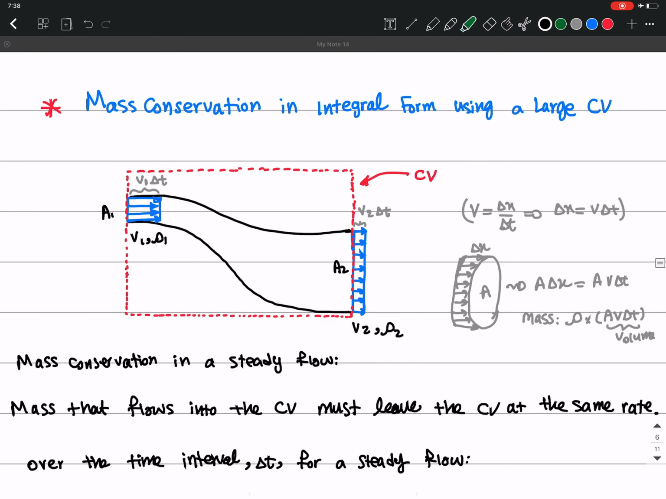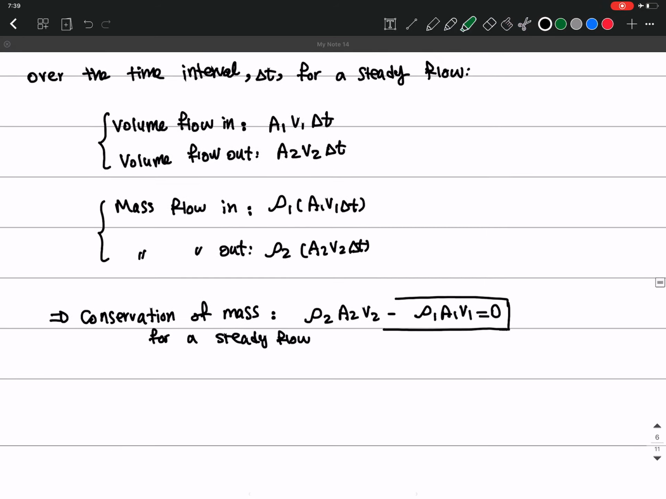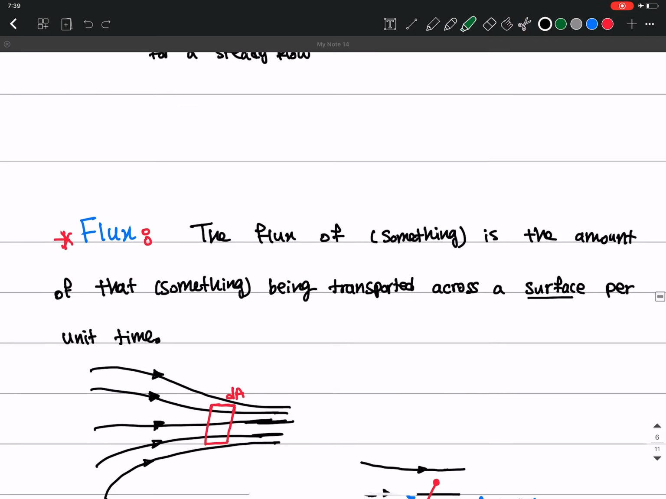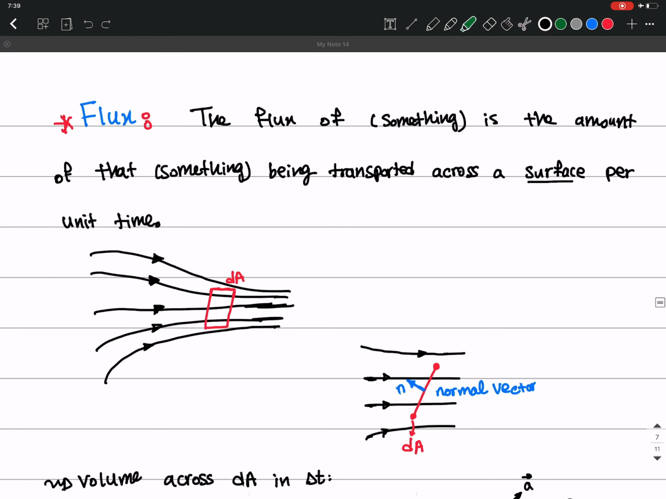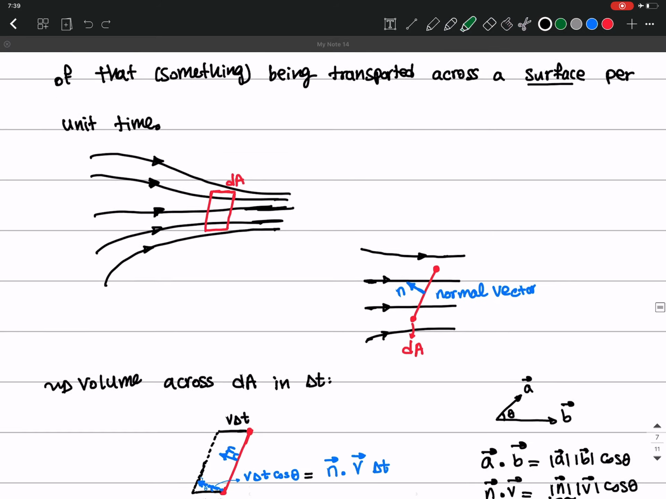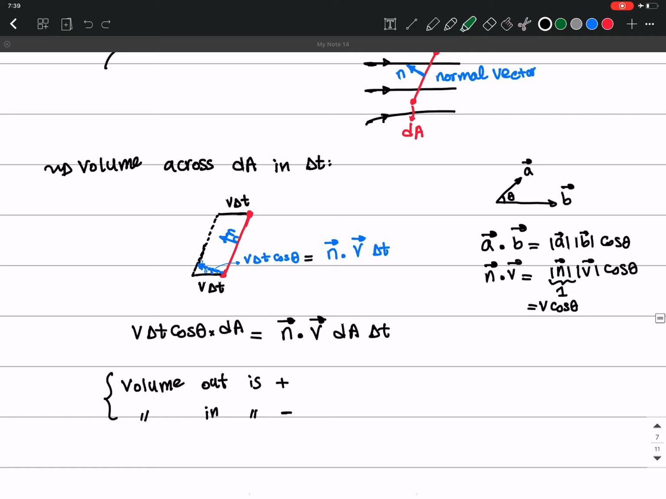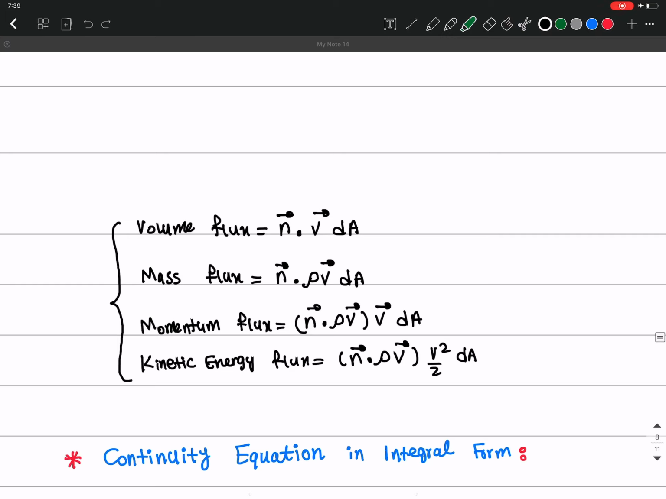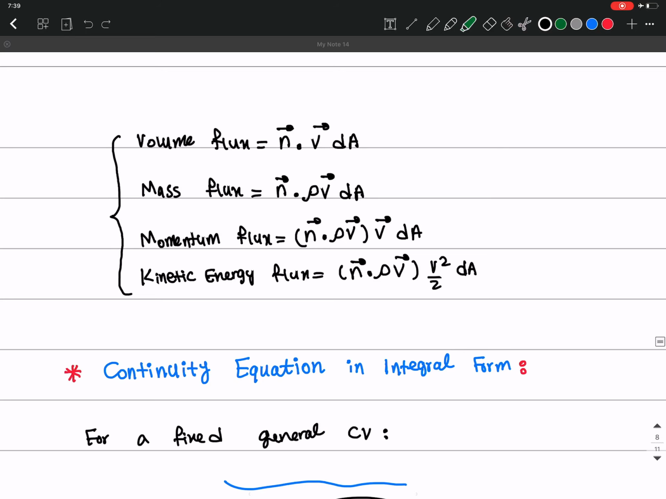So today we started with mass conservation in integral form using the large CV. So we defined this large CV, and then for a steady flow, we got this conservation of mass. And then we defined the concept of flux, which is the amount of something being transported across a surface per unit time. And then using the dot product definition for two vectors and these conventions that we have, we defined this volume flux, n dot v times dA. Then we have mass flux, momentum flux, and kinetic energy flux. We can have heat flux, and anything else is just defined like this.